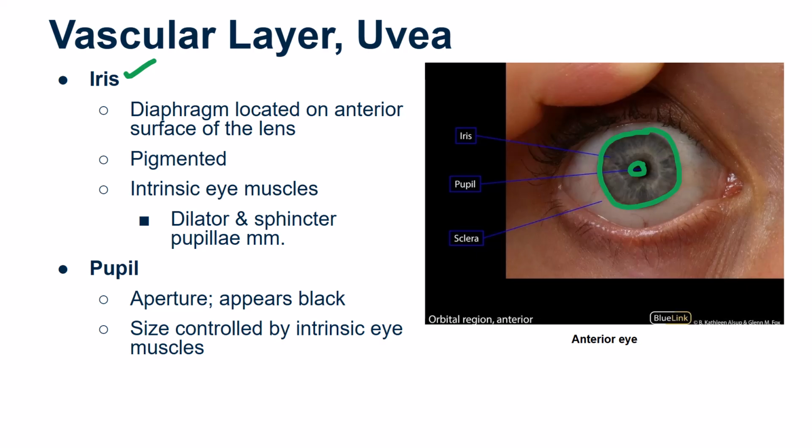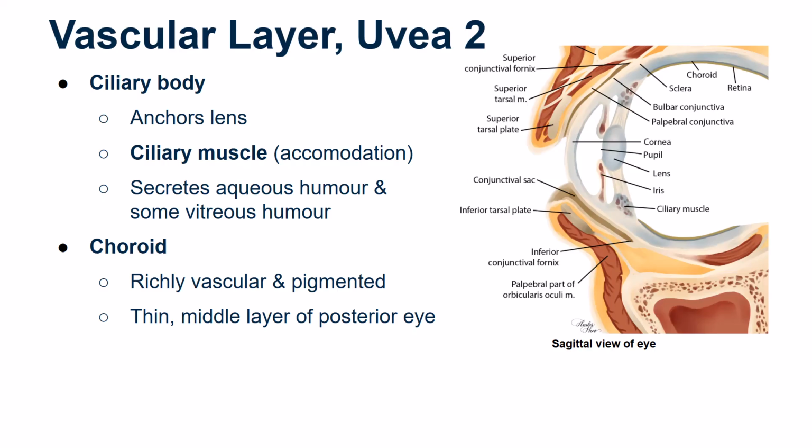The iris contains intrinsic eye muscles, things like the dilator and sphincter pupillae, which can respond in accordance with the ambient lighting or the emotional state of an individual. Looking at the lateral aspect of a section of the eye, we can also see an important part of the uvea known as the ciliary body, and that structure is there. The ciliary body anchors the lens.